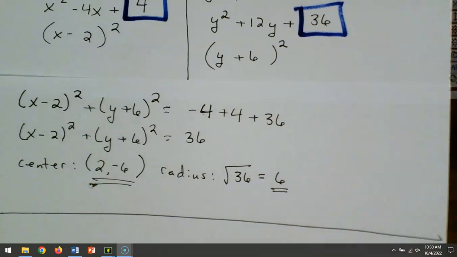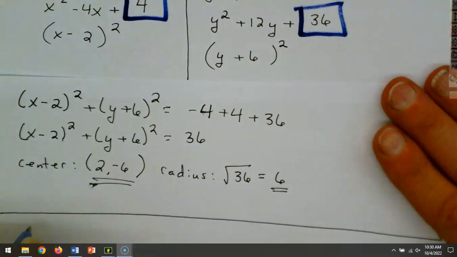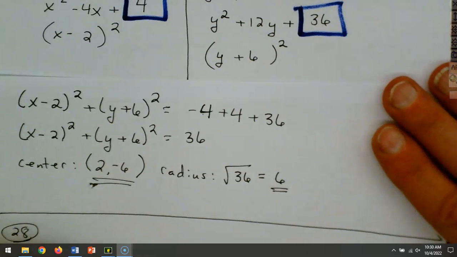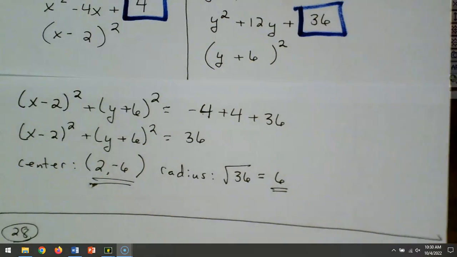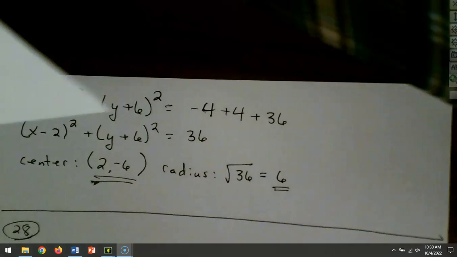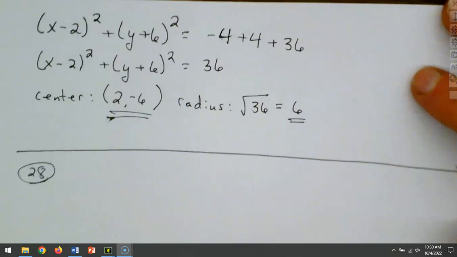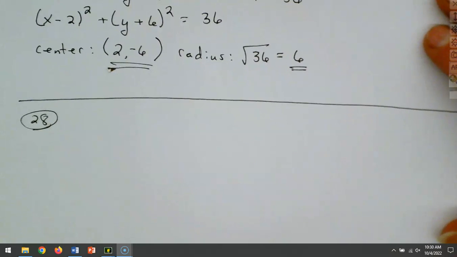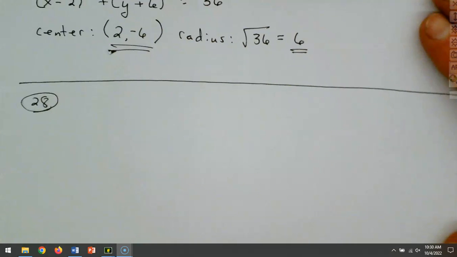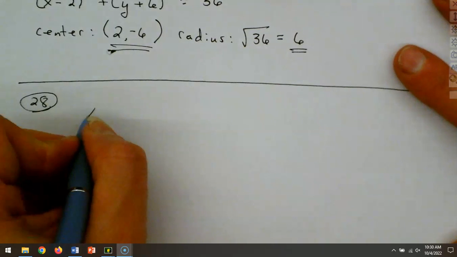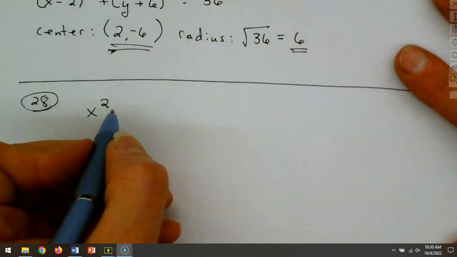Let's do another one. How about we look at one where we have to move things over? 28. If we did 29, we're now going to look at 28. And 28 has an extra step.